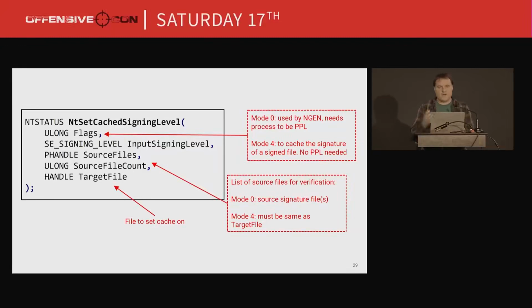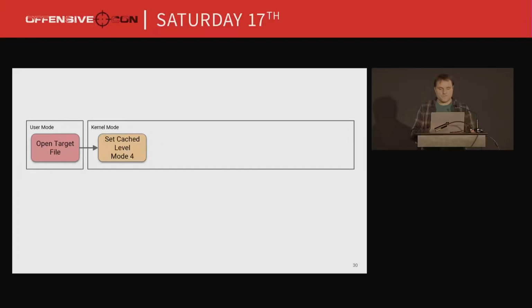So I thought, okay, how does that actually work under the hood? What happens is, first, the user mode process has to open the file it wants to apply the cache signature to. And obviously in mode 4, this also needs to be a file which is already signed. Now that signature can be an embedded authenticated signature, or it could also be something called catalog signed.